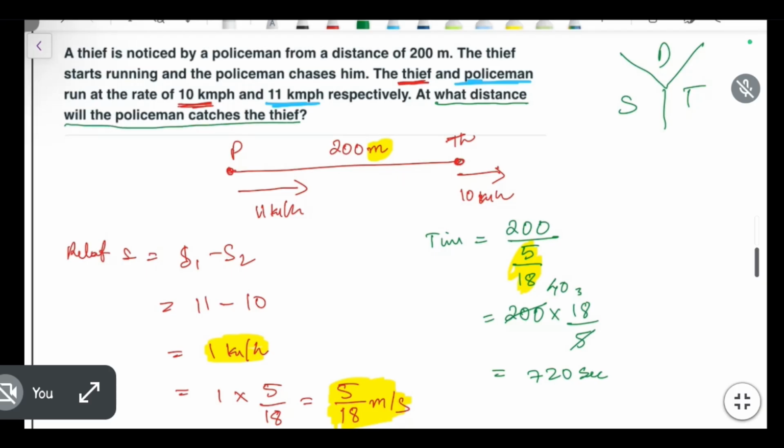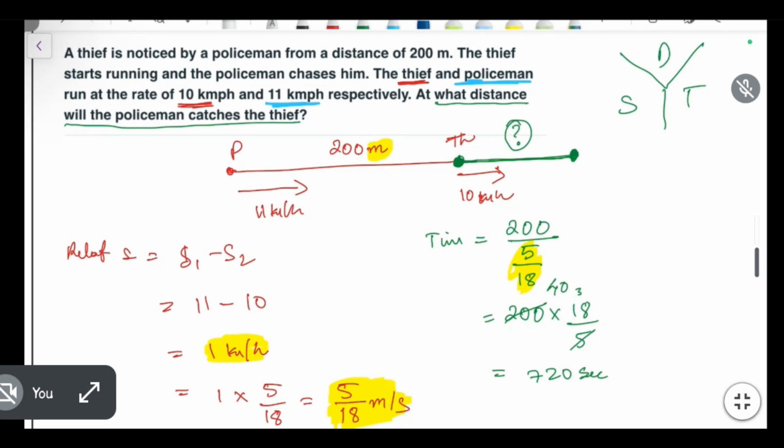We are asked to find how long will be the thief away from their initial position. Let's assume this is the point here, and we are asked to find the distance of this one. The thief running away from the policeman, and after how many minutes the policeman caught up with the thief here. We are getting it as 720 seconds.